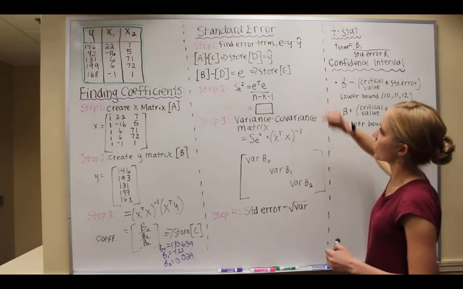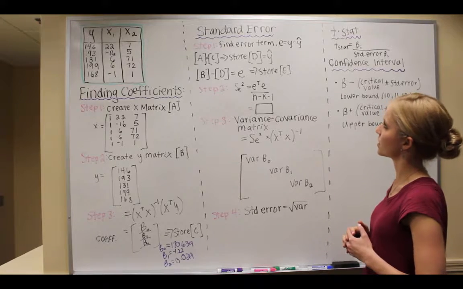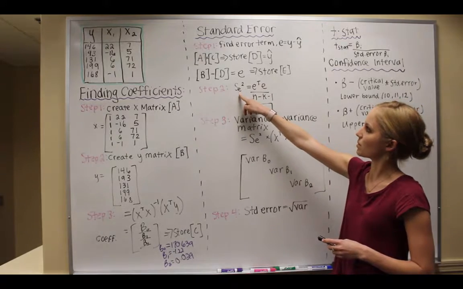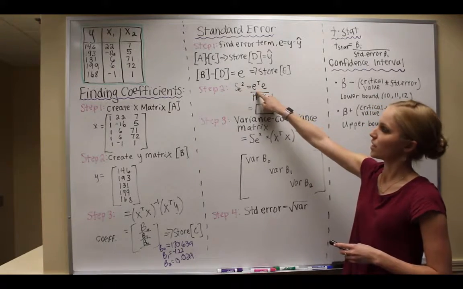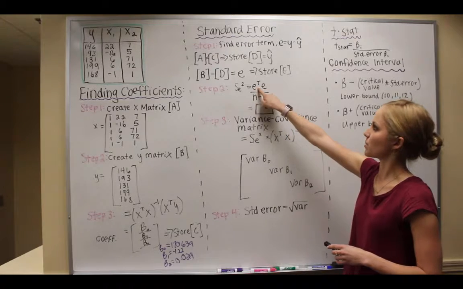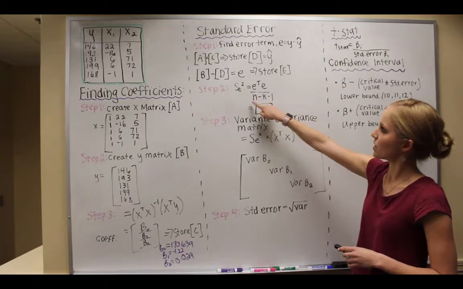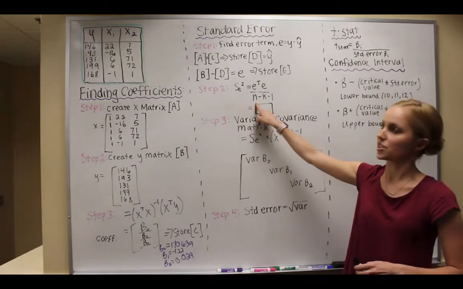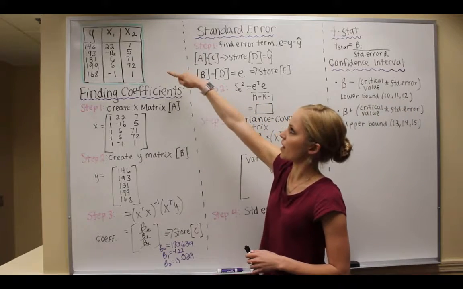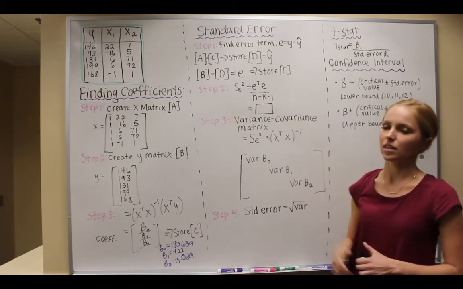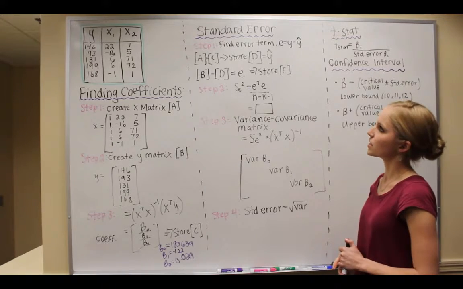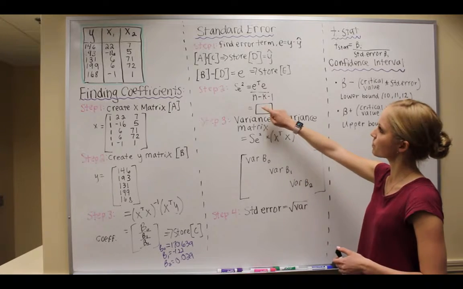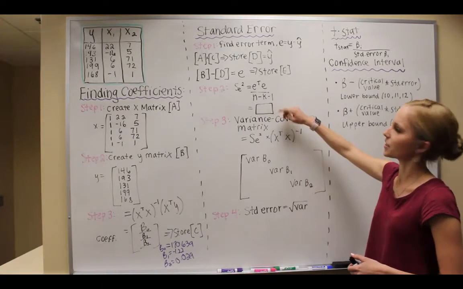And so this will give you a new matrix, and you'll store that in the next one, which is matrix E. And the next thing you'll need to do to find your standard error will be to calculate this formula. So you have S sub E squared equals E, which is our error term, transpose the error term, divided by n minus k minus 1. N is the number of observations you have. So in our case, we have 5 observations. K is the number of independent variables you have. So we have x1 and x2, so that would be k equals 2. And then minus 1, which is just standard.